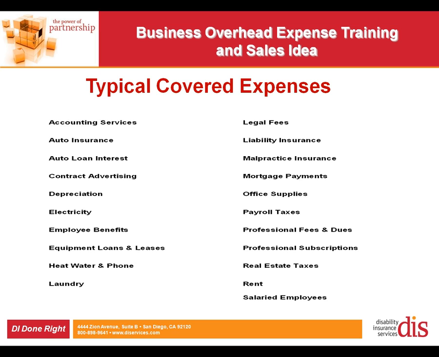You've got accounting services, auto insurance, auto loan interest, contract advertising, depreciation, your utilities such as electricity, water, phone, laundry, perhaps you're leasing equipment or you've got loans on equipment, legal fees, liability insurance, malpractice insurance, mortgage payments, rent, real estate taxes, and what I think is great is it covers salaried employees, folks, which is huge. So you're able to continue to pay anybody that's working for you if you go out on a disability claim. So these are your business overhead covered expenses that the carriers will reimburse you for as long as you can show receipt that you've paid these expenses while you're out on claim.